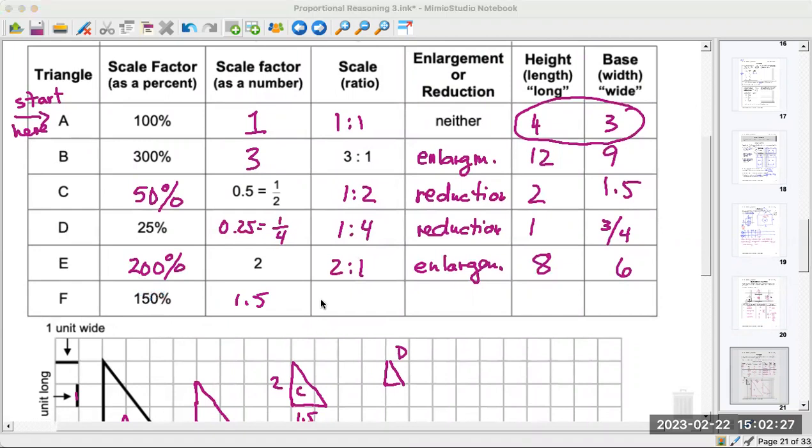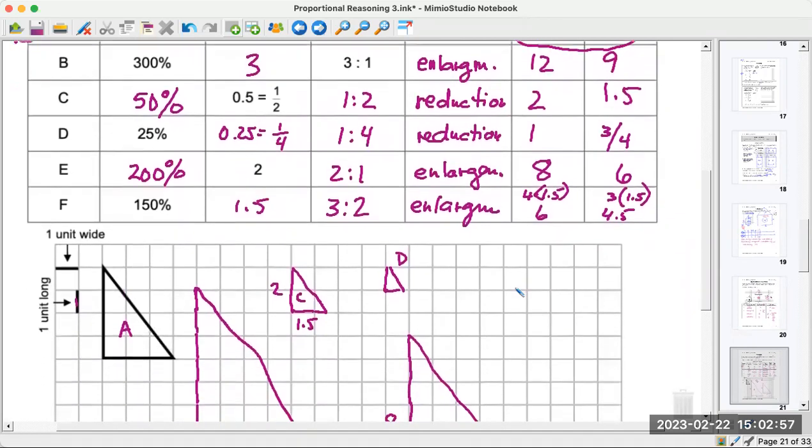So they say it's 3 to 2, which is the same as 1.5. 3 divided by 2 is 1.5. It's an enlargement because our scale factor is bigger than 1. Multiply 4 times 1.5 and you get 6. Multiply 3 times 1.5, use your calculator, you get 4.5. So our last triangle F is 6 and 4.5.